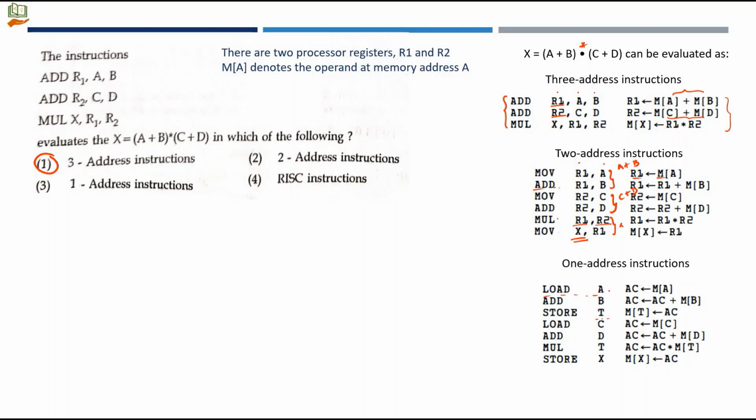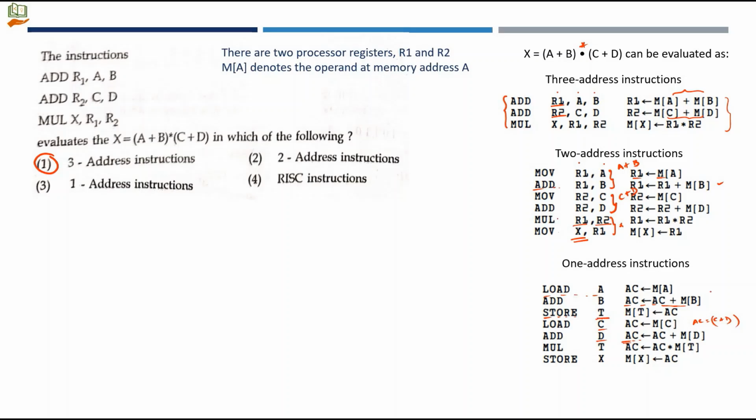Now we are loading A to the accumulator. We are adding the content of B to the already existing value in the accumulator. This is similar to the instruction given here. But there we are involving a register and in 1 address instruction we are involving the accumulator. We are moving the intermediate result to a temporary storage. That's why we mentioned store. Then we are loading C, adding D. The accumulator now has the result of C plus D. The next operation will be multiplication.